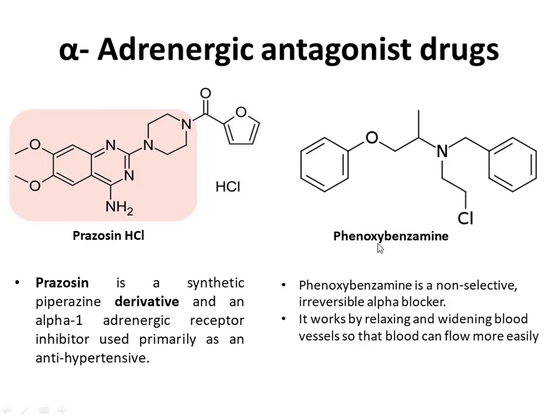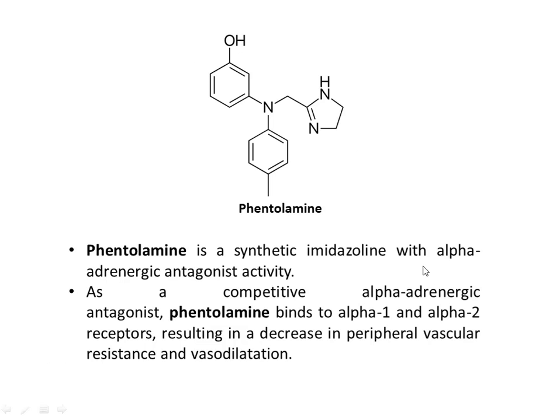Next drug is phenoxybenzamine. Phenoxybenzamine is a non-selective, irreversible alpha blocker. It works by relaxing and widening blood vessels so that blood can flow very easily and lowering in BP is observed. Structure is given over here.